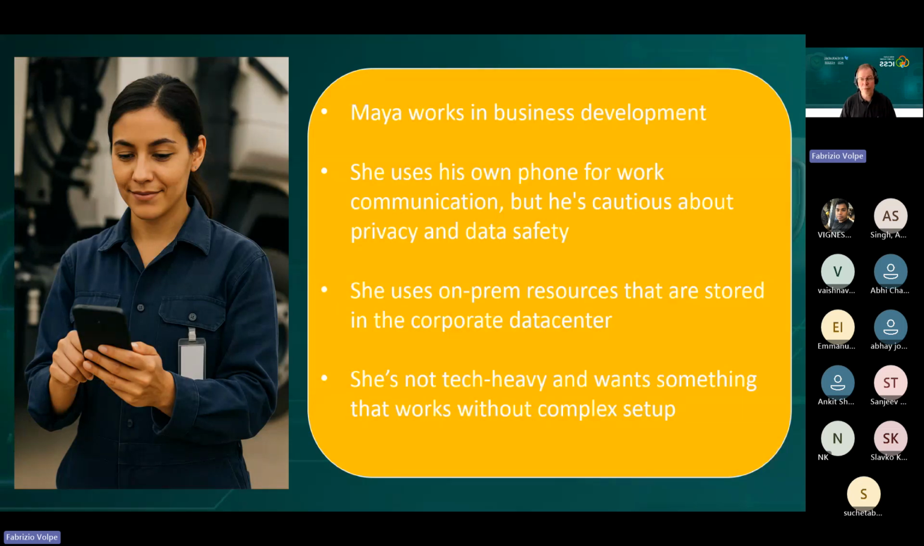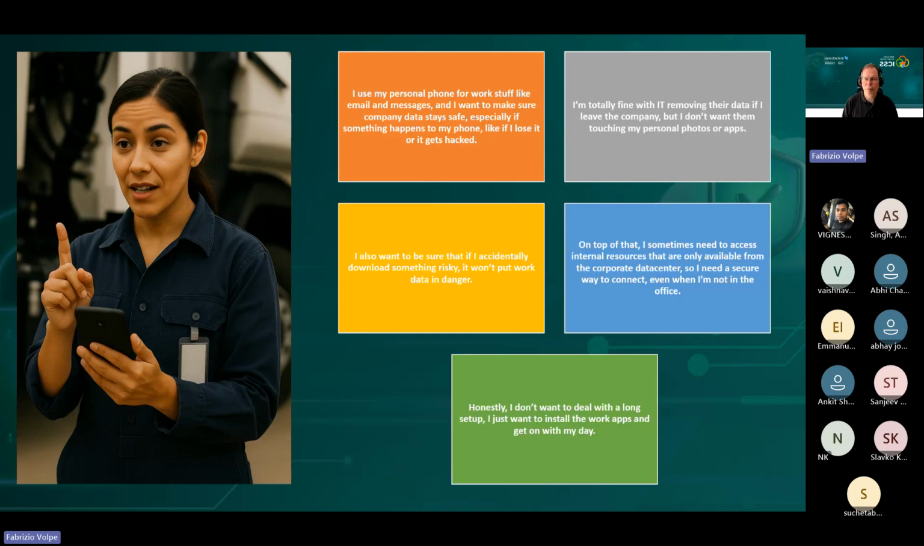Okay, another scenario which allows me to explain 2 additional important pieces of information. Maya works as a business development person. She uses her own phone for work and communication. She needs to open also on-prem resources. Again, we are talking about her personal phone, okay? She is not a technical IT person. She says, I use my phone for personal stuff and work stuff, so there is a mix. If I lose my phone, I want to be sure that the corporate data are safe. I'm okay with the corporate IT removing corporate data.